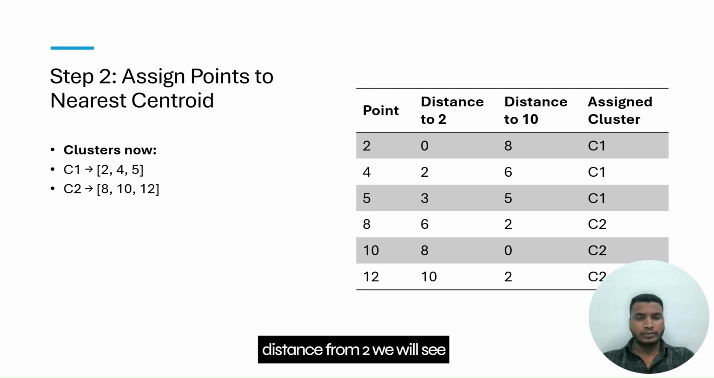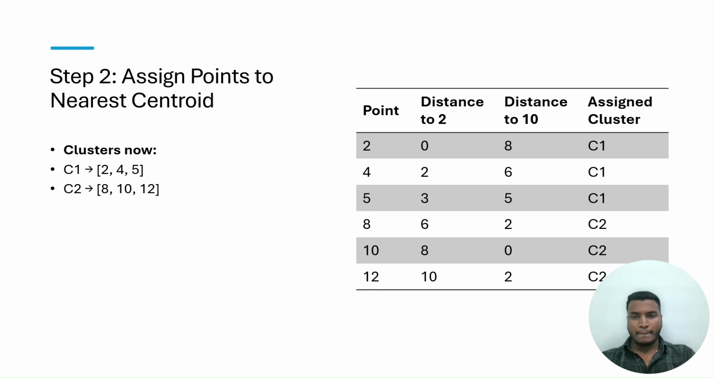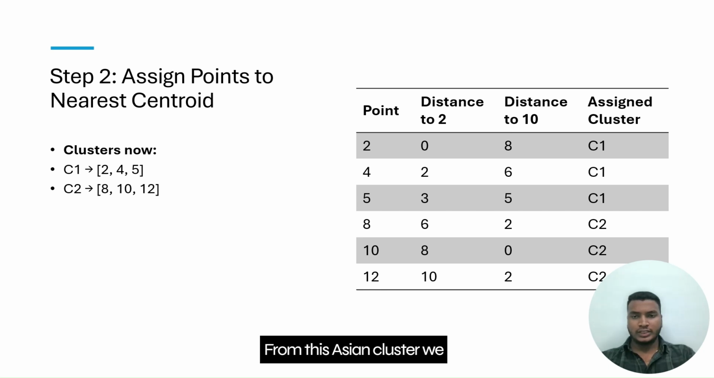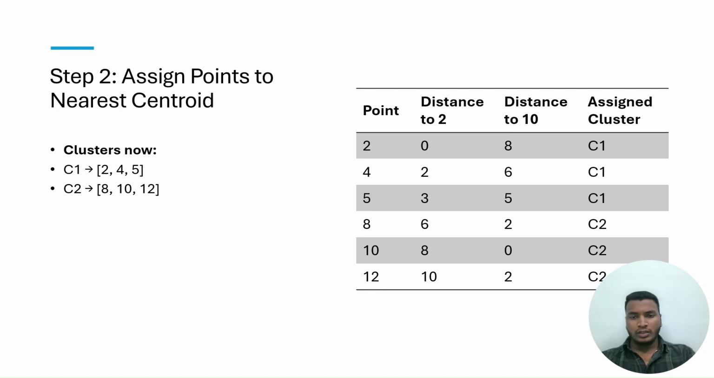Let's see the distance from 2. For 2 we have 0, for 4 it is 2, for 5 it is 3, for 8 it is 6, and for 10 it is 8. For the distance from 10, we get 8, 6, 5, 2, 0, 2. From this, the assigned clusters are C1, C1, C1 for 2, 4, 5, and C2, C2, C2 for 8, 10, 12.